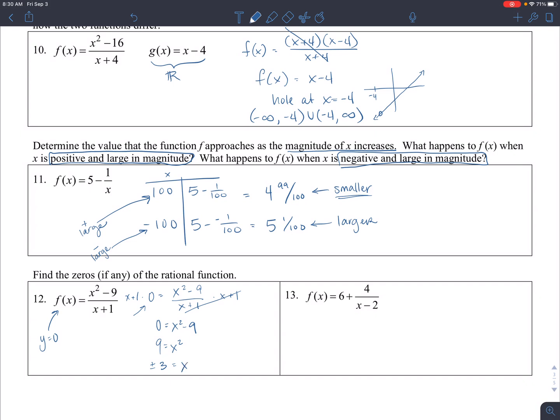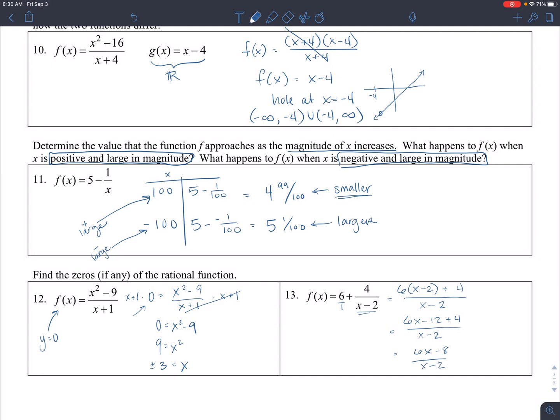On number 13, you want to actually combine this into one fraction before you find the zeros. It's not totally necessary for this problem, but it's going to be necessary in the future for similar problems, so we should practice that skill right now. I'm going to put 6 over 1, and multiply the top and bottom by x minus 2 to get a common denominator. So I will get x minus 2 plus 4 all over the common denominator x minus 2. So I get 6x minus 12 plus 4 over x minus 2, which is 6x minus 8 over x minus 2.